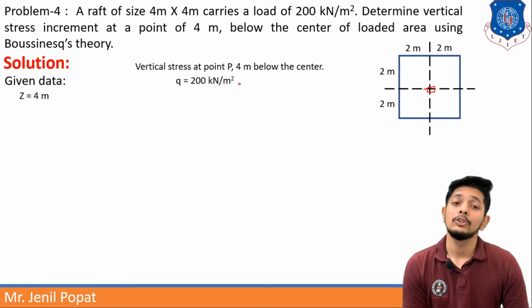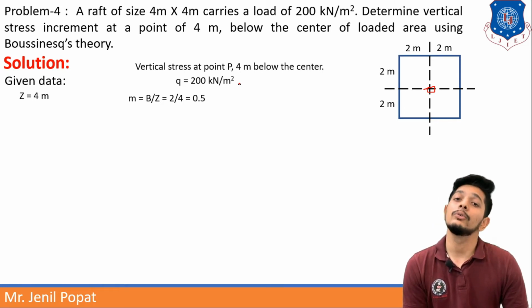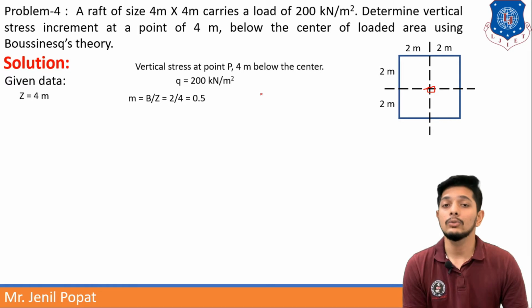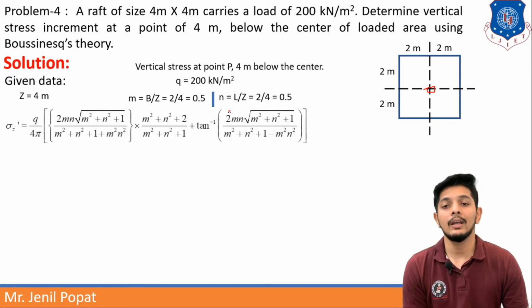So I am given the load per meter square. So it is loading per rectangular area. So we have to use that concept here. So from question you should get understanding what formulas we should opt. So we have to find out M and N first. So M will be B by Z. So B is 2 and Z will be 4. So M is equal to 0.5. Same way N will be L by Z and N value will be 0.5 again.